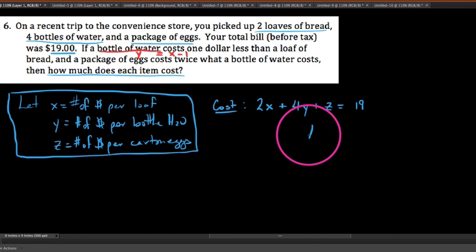So our second equation, what it looks like here, is this. We say that the cost of a bottle of water is 1 less in value than the cost of a loaf of bread. So our second equation is here.